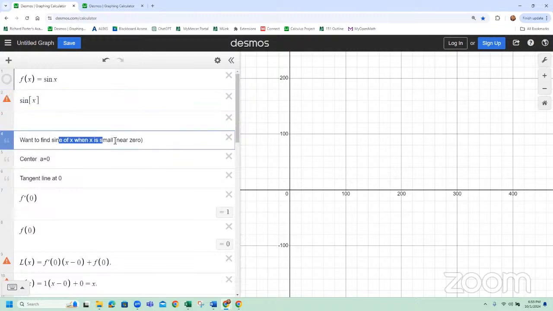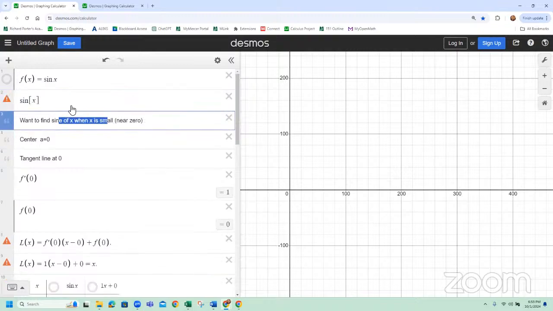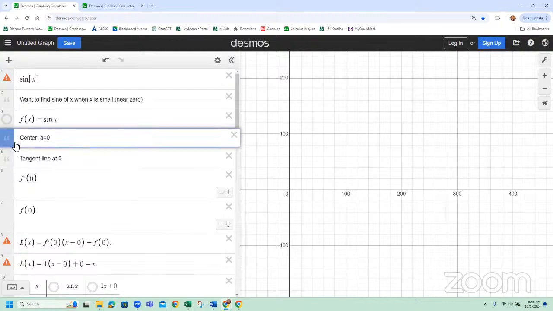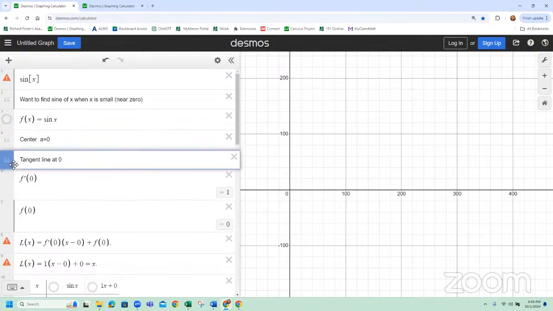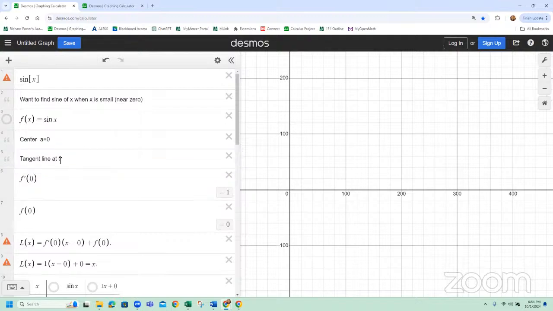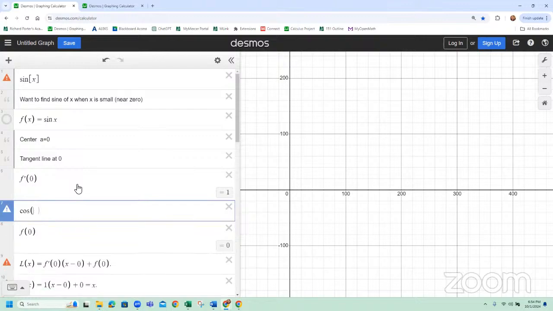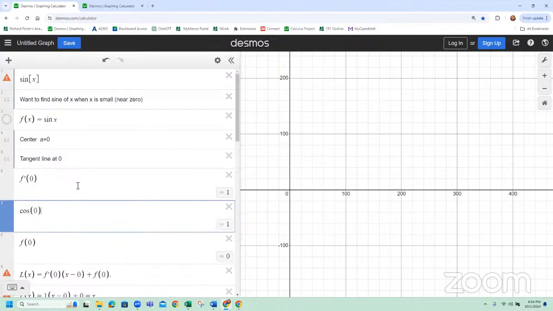So if you want to find the sine of x when x is small, you just start off with the function, f of x equals the sine of x. Okay, and then you use the center where a is 0. And so then you find the tangent line at x equals 0. So I'll need the derivative. What's the derivative of sine? It's the cosine of x. So that's the derivative. Also, if you evaluate the sine at 0, the sine of 0 is 0.